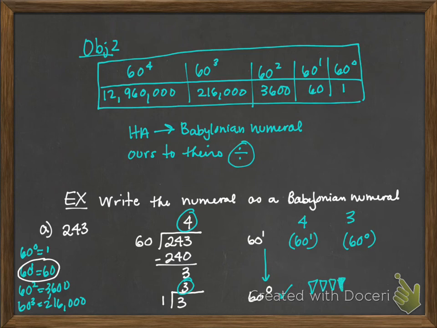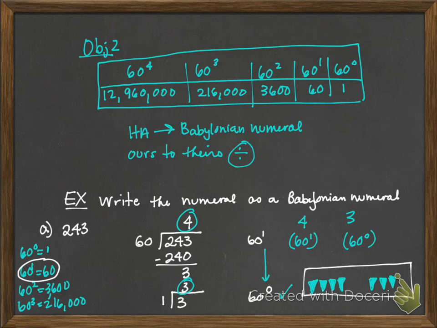Okay, and I'll fill them in for fun. Then I leave a space because I have to drop down a position value, and I do 3 spikes. So this is my answer right here: 4 spikes, space, 3 spikes. You can check it by reconverting back from Babylonian to Hindu-Arabic like we did in the last objective.